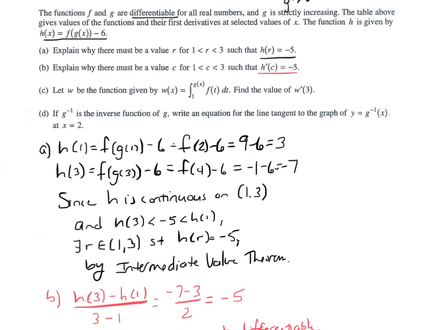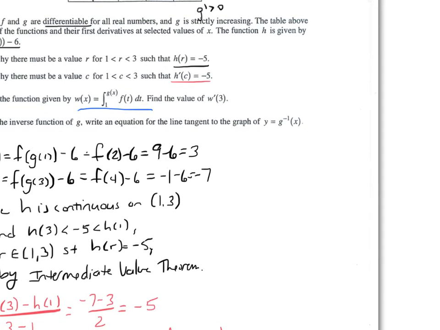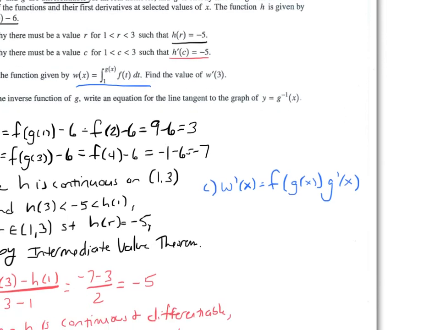Part C, we are given another function, w, and we have to find the value of w prime at 3. So I'm going to try to fit this right in here. Part C, we want w prime. Well, w prime is the derivative of this integral here. So we need to use the chain rule and have f of g of x times g prime of x.